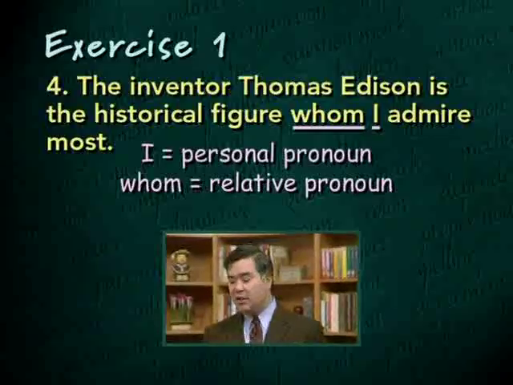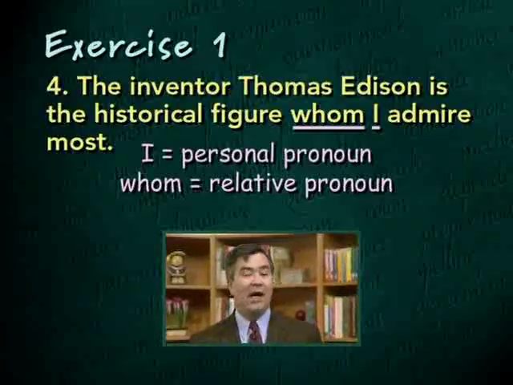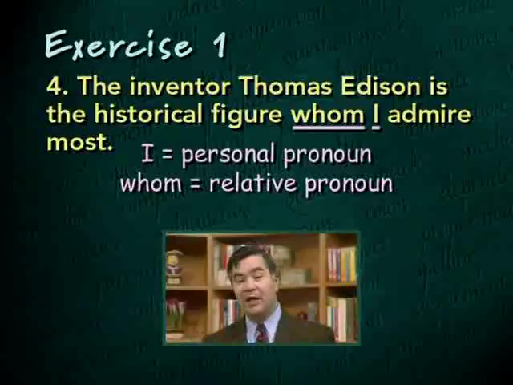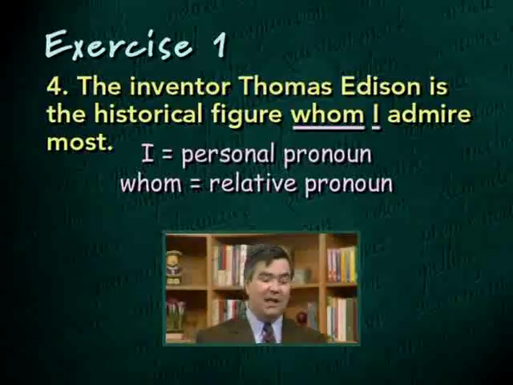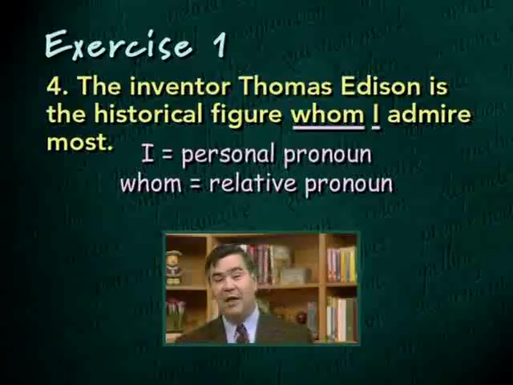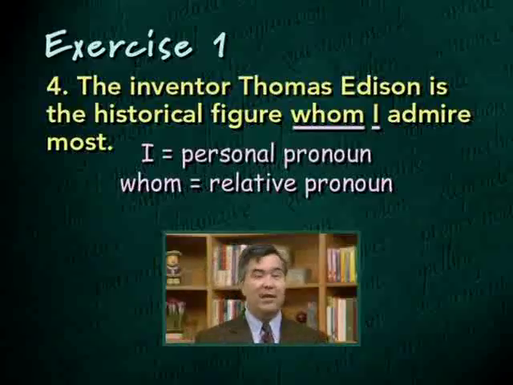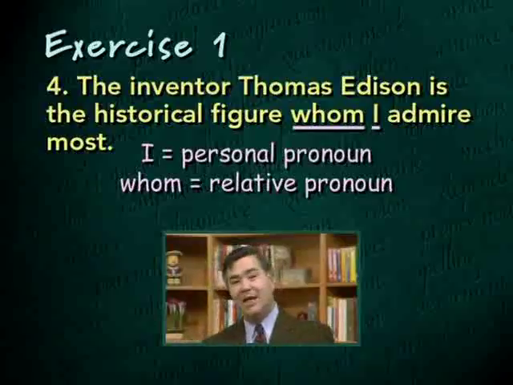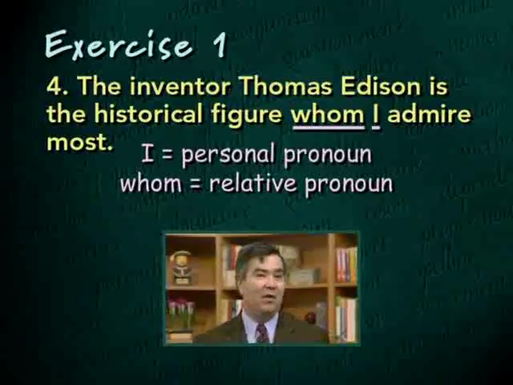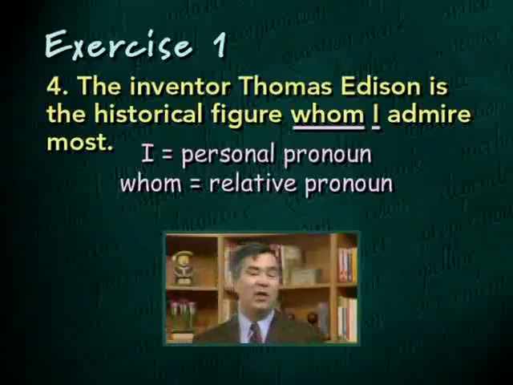It introduces the subordinate clause, whom I admire most. Remember that a clause always contains a subject and a verb. Here the subject is I, the verb is admire, and whom is the relative pronoun that introduces this subordinate clause and relates it back to the independent clause. In fact, the entire subordinate clause acts as a modifier, giving more information about the noun figure.